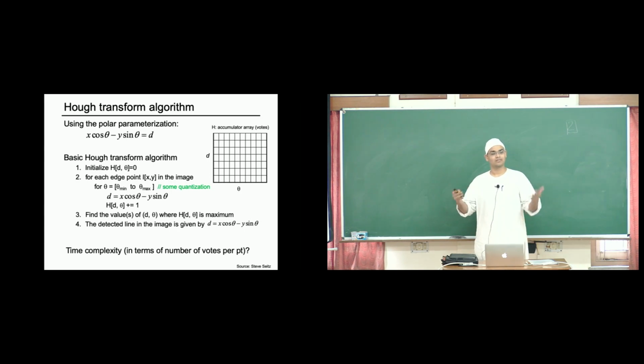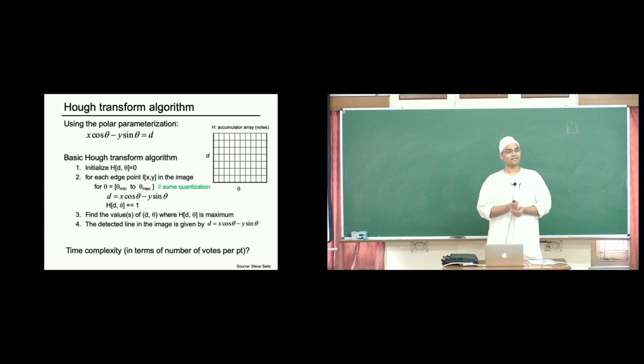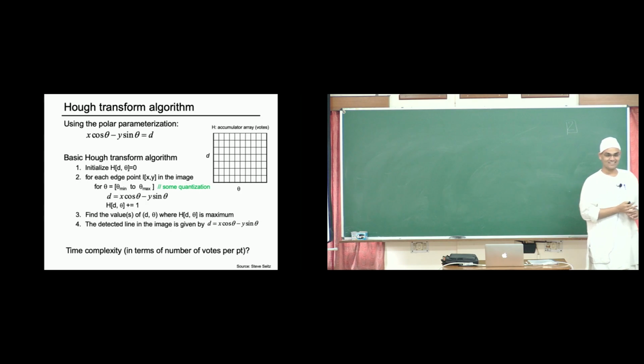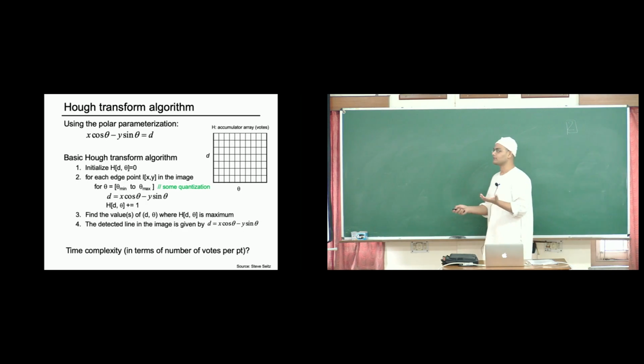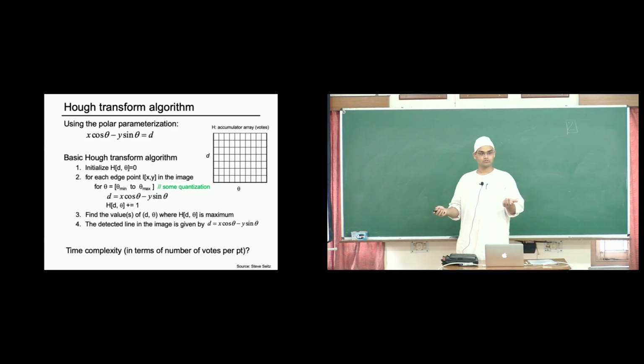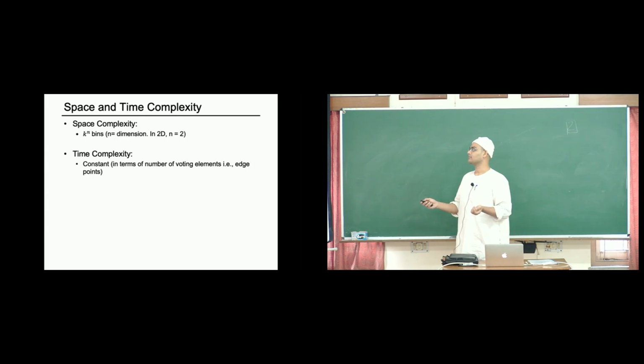XY, what to get from the XY? You like XY very much. Every edge point, right? Every edge point. So those are the voters. So that many edge points, that many voters, multiplied by that many theta, that quantization you are taking. So you can just tell that multiplied by that, which is actually constant because all these things are known. So time complexity you can tell is constant in terms of number of voting elements, that is edge points.